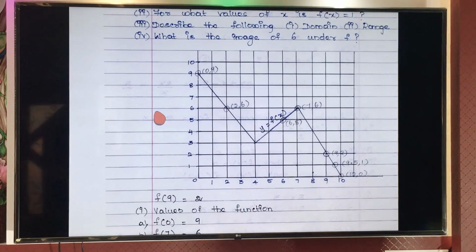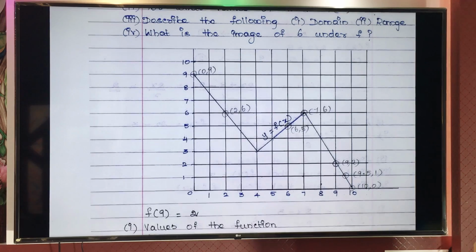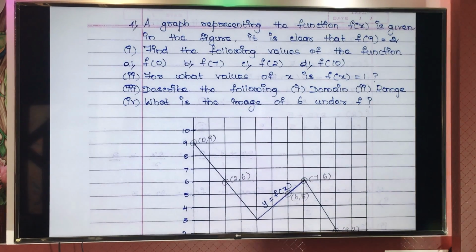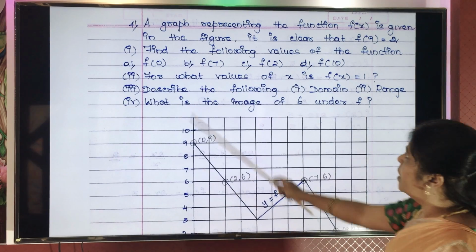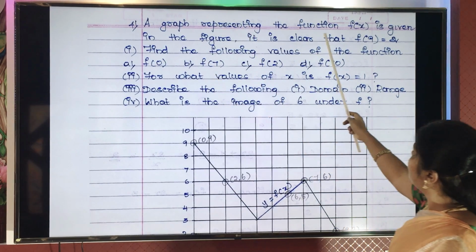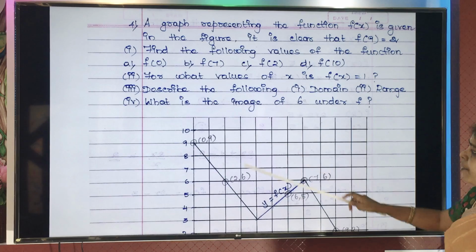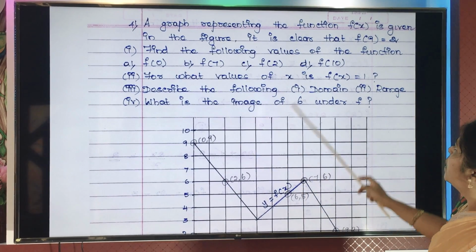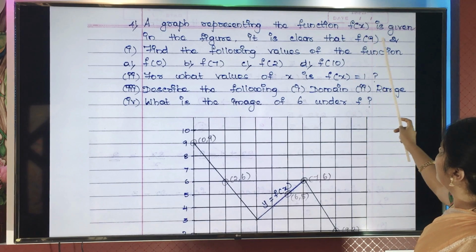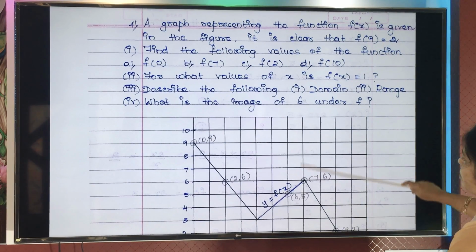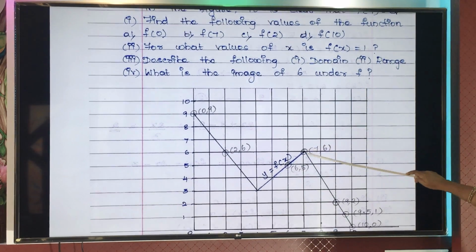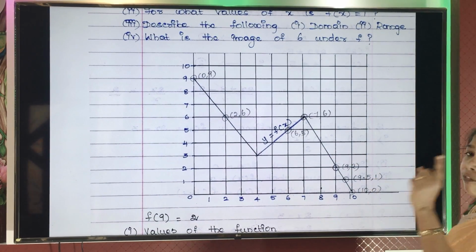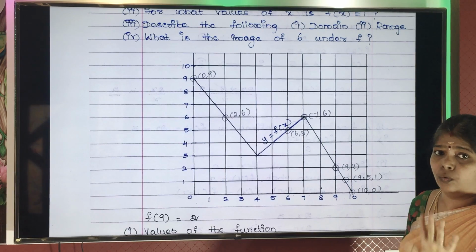So in the next question they have given a figure, a graph figure, and we need to answer the questions. See, a graph representing the function f of x is given in the figure. So this is the graph already they have given. It is clear that f of 9 equal to 2. Can you please scroll up? Yes. See children, they have told f of 9 equal to 2.